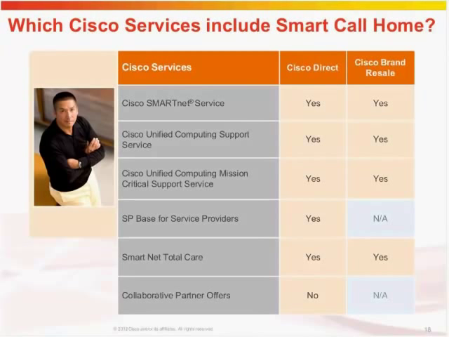Smart Call Home is available for devices under a number of Cisco contracts, including SmartNet and SmartNet Total Care, SP Base for our service provider customers, Unified Computing Support Service and Mission Critical Support Service for our UCS customers, and collaborative partner contracts like Partner Support Service and SmartCare.